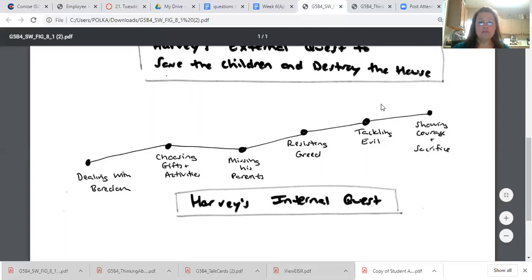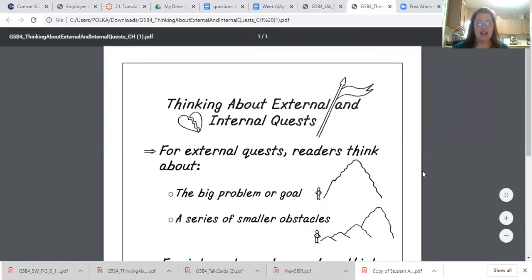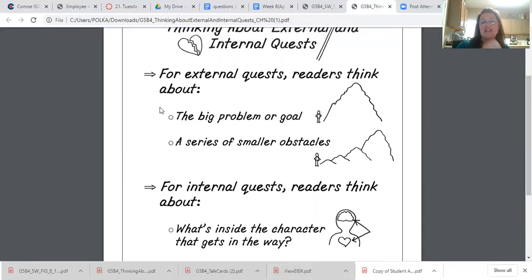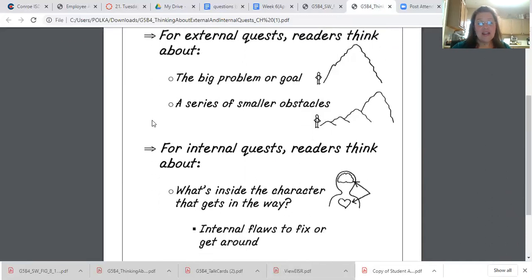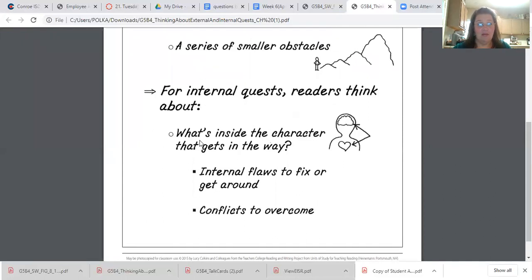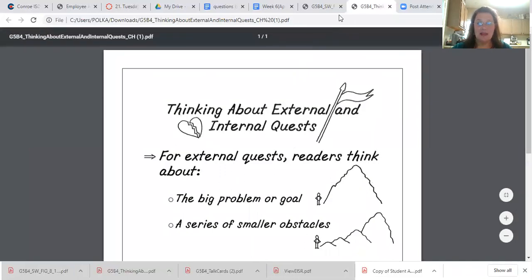And then this is just another way to think about it. Maybe you need a different visual. You're going to think about external and internal quests. For external quests, you think about a big problem or goal, or a series of smaller obstacles. And for internal, you're going to think about what's inside of that character that's getting in the way, so internal flaws to fix or get around, or conflicts to overcome. And we've talked about several of those with Harvey already.